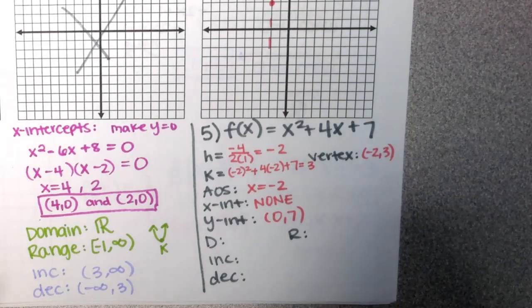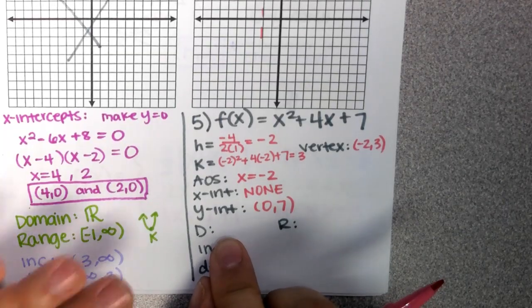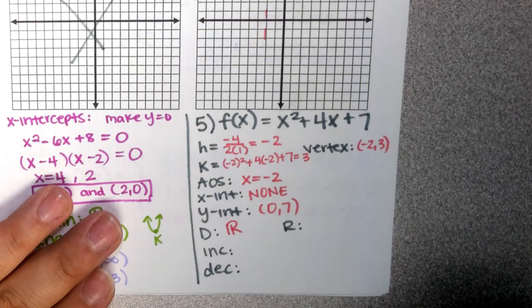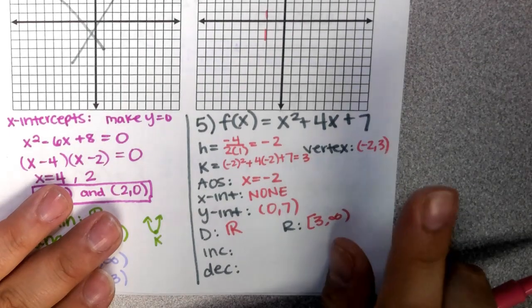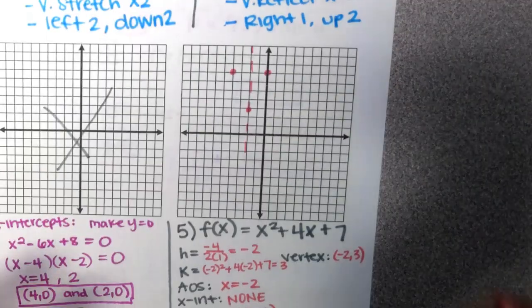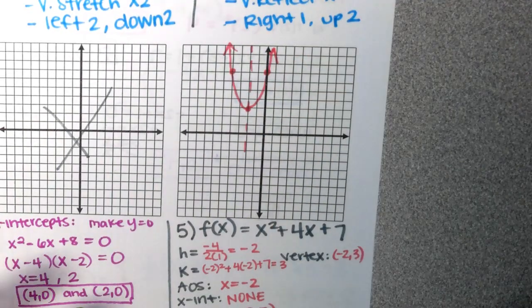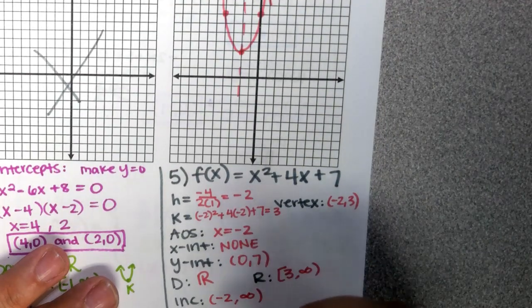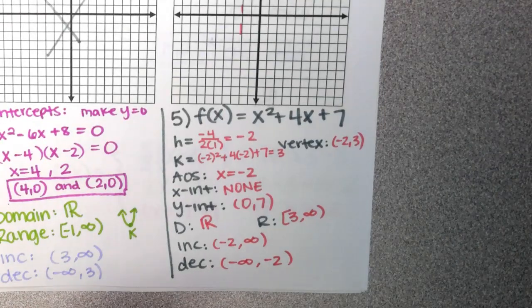Do I need to re-explain something? No. Domain. Everybody should have a domain of all real numbers. What is my range? 3 to infinity. Look at your k value, and it's going up to infinity. Where is this increasing at? -2 to infinity. And where is it decreasing? Negative infinity to -2. There y'all go. That wasn't that bad, right? Even though it was a lot of information.